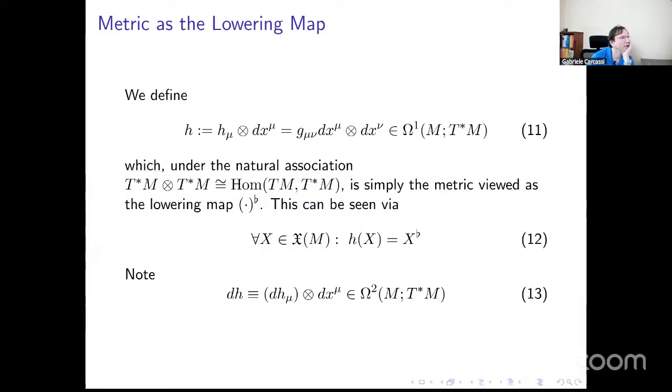So wait, I don't understand. How is H different from just G? H is different from G because G by itself, each component G mu nu, is just a scalar function over the manifold. If we contract it with dx mu, we have a one form over the manifold. So H is basically the one form version of G. Each metric one form is the one form version of the metric in a particular sector.